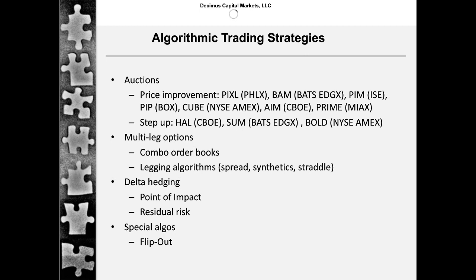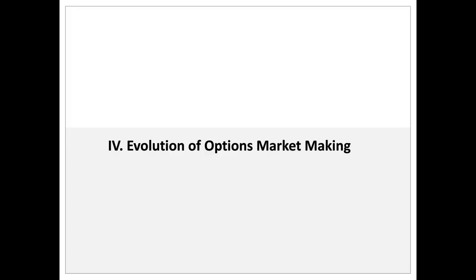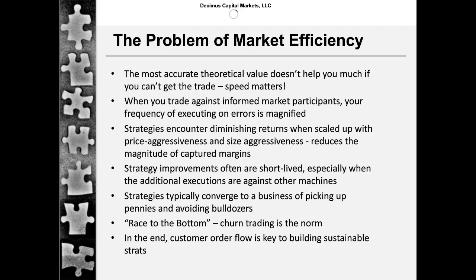Okay, we're in the last section here. I'm going to skip some of this stuff, but I'll just say a few things. Most accurate theoretical value doesn't help you much if you can't get the trade. Speed matters. So in a weird way, once you are the master of the universe and you calculate everything perfectly, then you end up in my world where, so what? So what if you priced it perfectly, there was nobody to trade with?